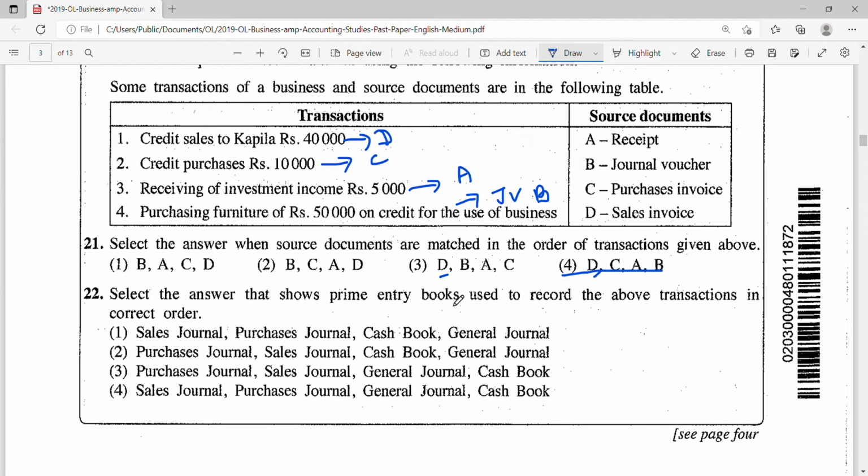Select the answer that shows the prime entry books used to record the above transactions in the correct order. So we just discussed that transaction 1 will be recorded in the sales journal. Transaction 2 will get recorded in the purchasers journal. Transaction 3 will get recorded in the cash book. Transaction 4 will be recorded in general journal. So the correct answer in that particular order is answer 1.